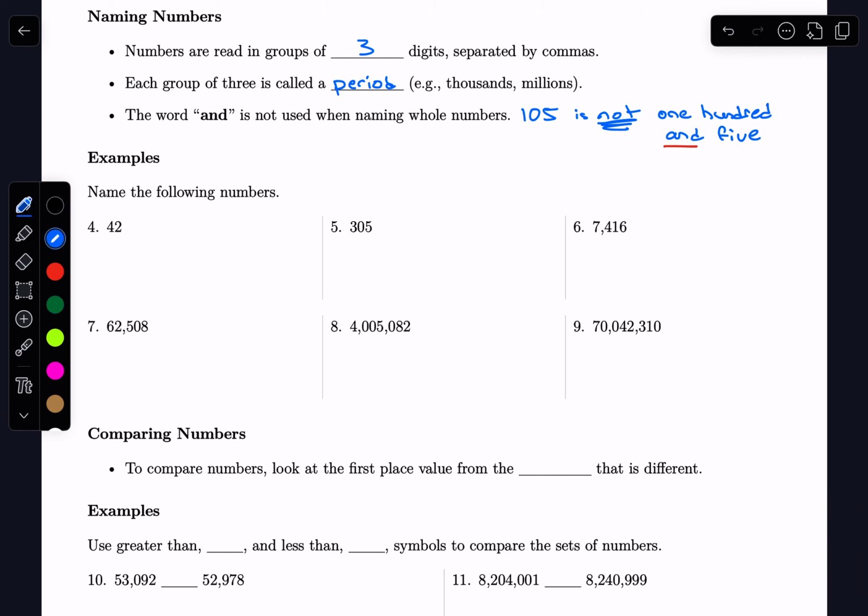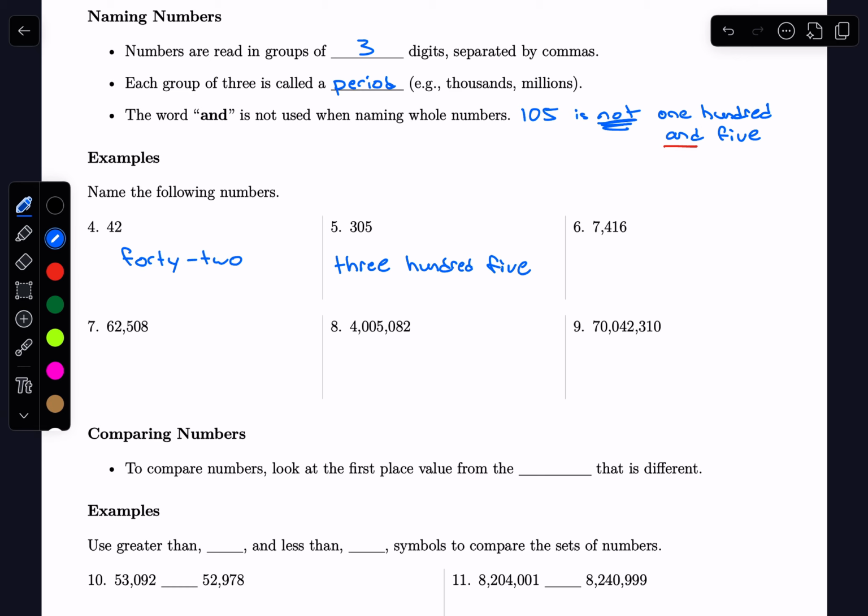Okay, one additional thing we need to keep in mind is the use of hyphens. So this first number is 42. So it's forty-two, with a hyphen in the middle whenever we're naming a 2-digit number. As opposed to number 5, where we have a 3-digit number, this is 305, three hundred five, where there is no dash there. So we only use the dash for naming 2-digit numbers, but naming 3-digit numbers, we do not use the dash unless there is something in the tens place.